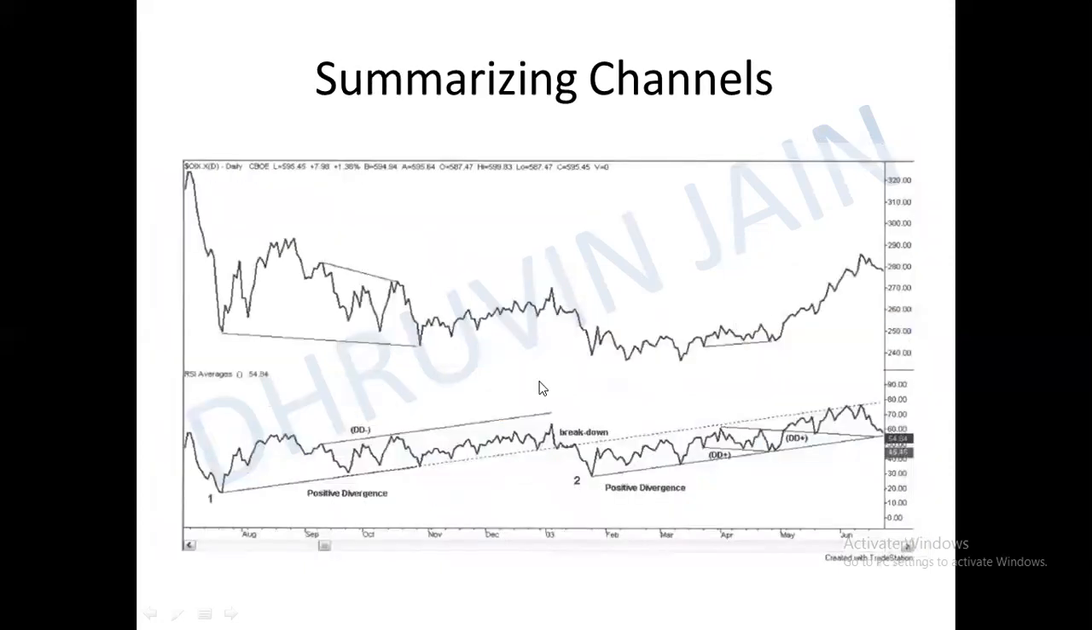So this is nothing but summarizing the channels. Okay? Our price was making a lower high, lower structure. You could see that there is an ascending channel. RSI made an ascending channel in here, and the RSI broke down to continue its particular trend. And after that, what happened?